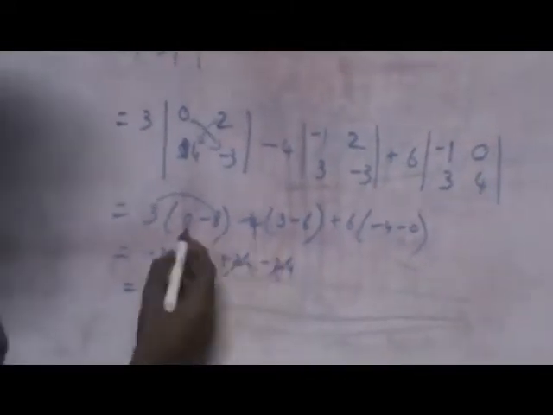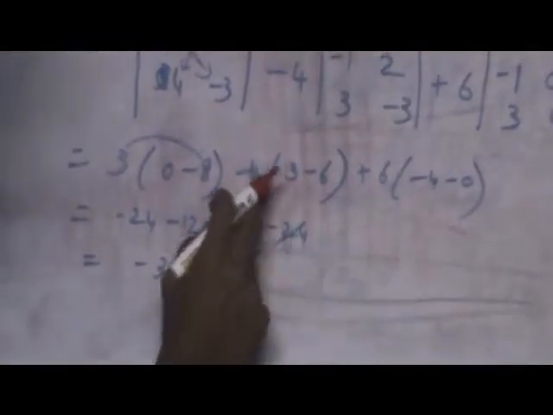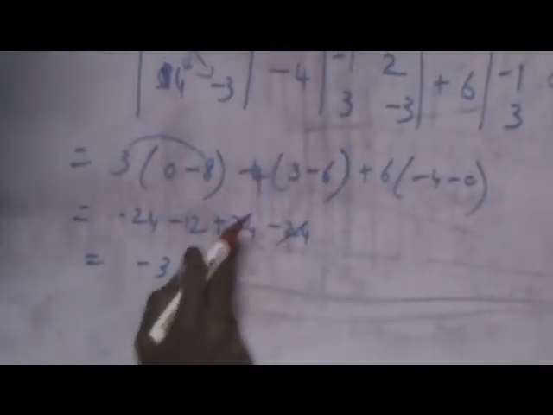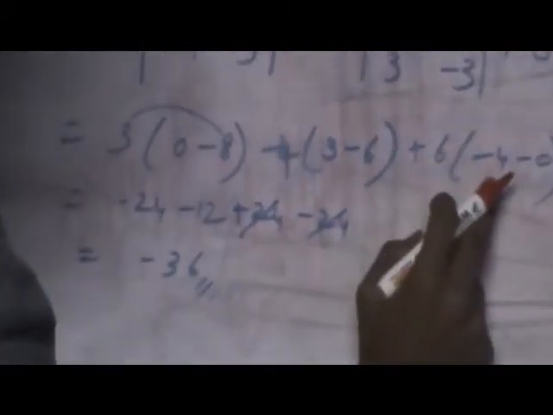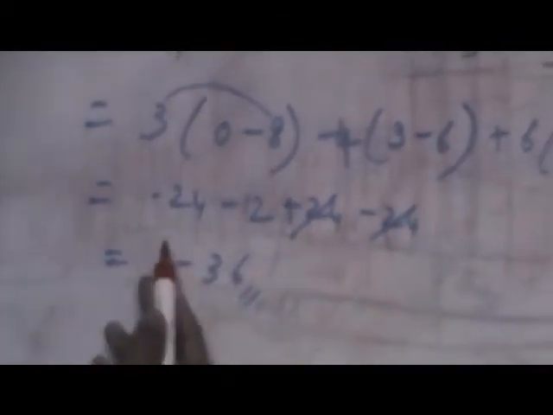Then we should multiply. Here minus and here also minus. You should be very careful. Minus into minus 4 into 3, minus 12. Minus 4 into minus 6, plus 24. Then 6 into minus 4, minus 24. Anything with 0, 0. Then we get the answer. Here 24, 24 cancel. Plus 24 minus 24 cancel. Minus 24 minus 12, minus 36.